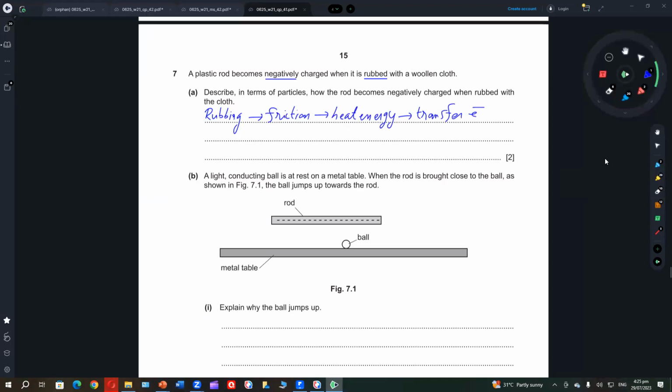Now he says that the rod becomes negatively charged. So it means the rod has gained electrons. The cloth has lost electrons. I have used a summary language, and I know you understand that you can't write in this way with arrows, but you can make a paragraph out of it. This is the first part answer.